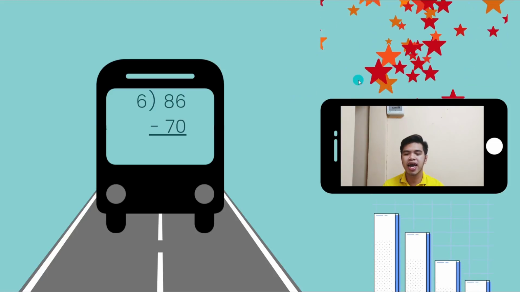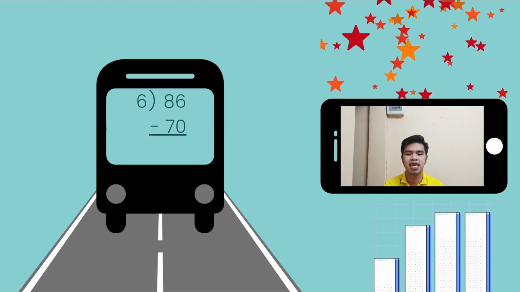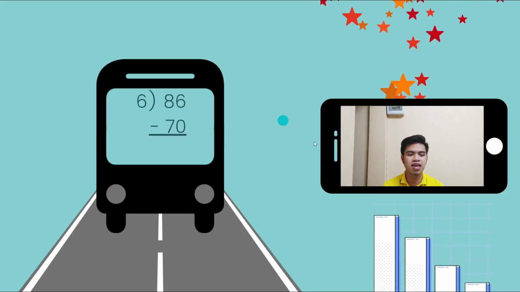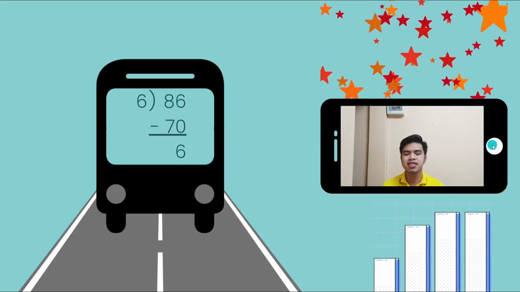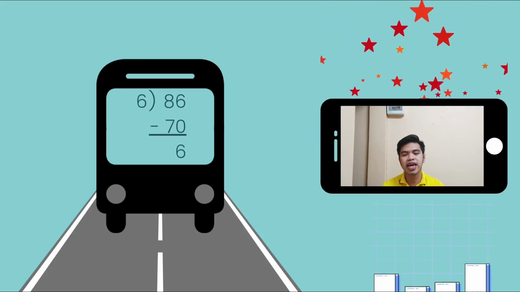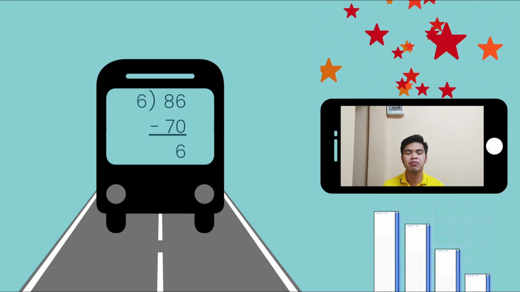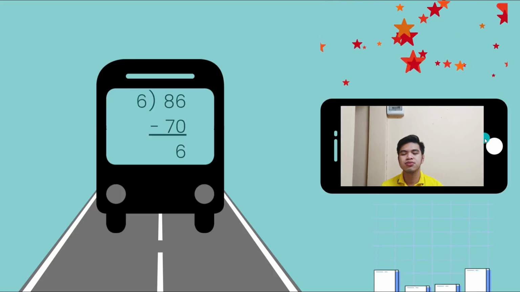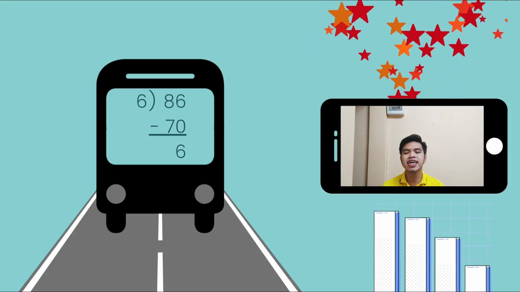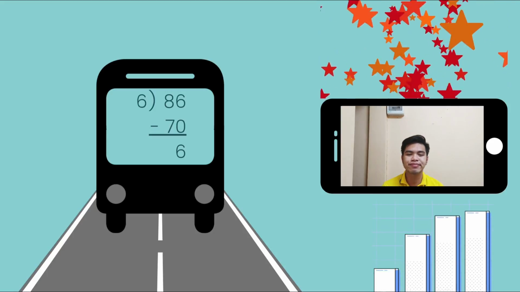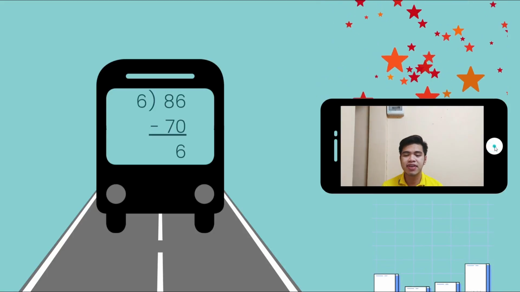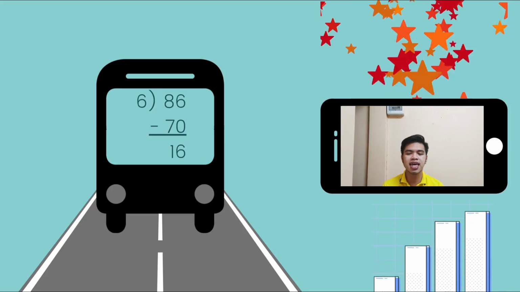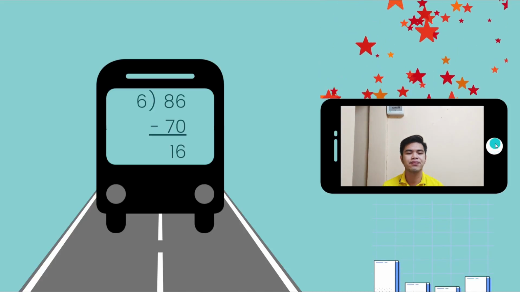Next, number 6, we have 86 minus 70. So we have 6 minus 0. So what is it going to be? Alright, it is going to be 6 because any number that we subtract 0 from is going to be the same number. Alright? So 6 minus 0 is equal to 6. And then 8 minus 7. So what is it? Alright, 8 minus 7 is equal to 1. Therefore, 86 minus 70 is equal to 16.